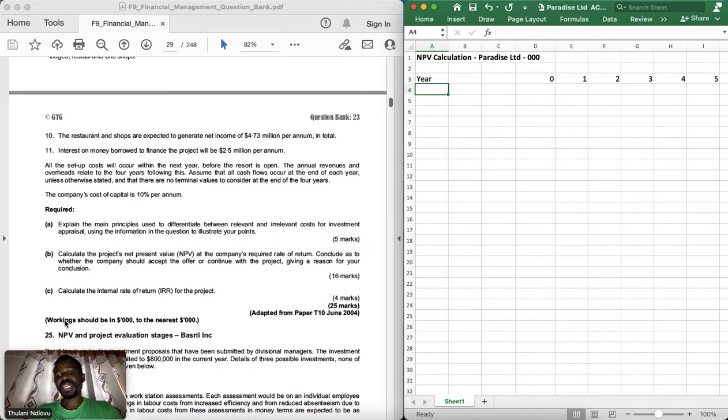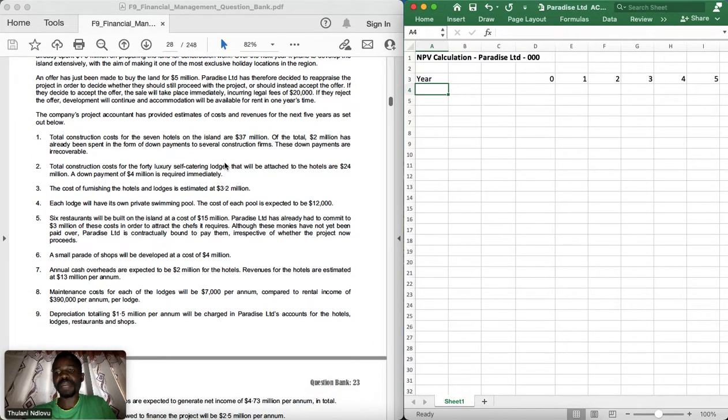The company's cost of capital is 10% per annum. We are told here that working should be in thousands to the nearest $1,000. Right, let's solve this question note by note. Before we solve it, let's read the last paragraph. It's saying all setup costs will occur within the next year before the resort is open. This means that every cost that is not specifically told to be in year 0 should be in year 1.